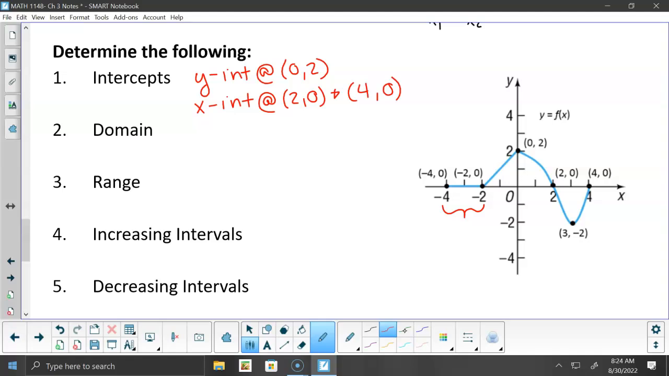Domain. Someone over yonder. Give me an idea. What are we thinking for domain? Yeah, -4 to 4. So you want to look left to right, and you're just looking at your x values. So if we're doing interval notation, -4 to +4, because both of those end dots are closed, so they count. And if you're doing set builder, x such that x is between -4 and +4.